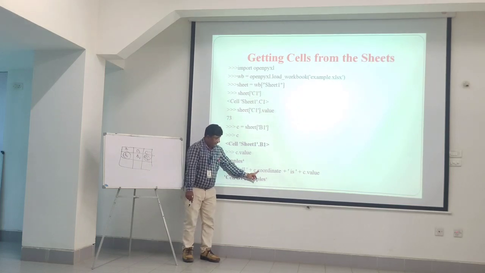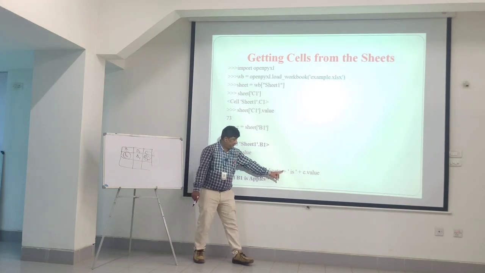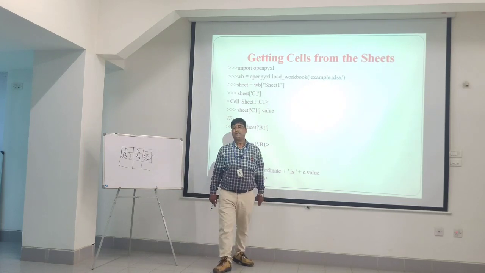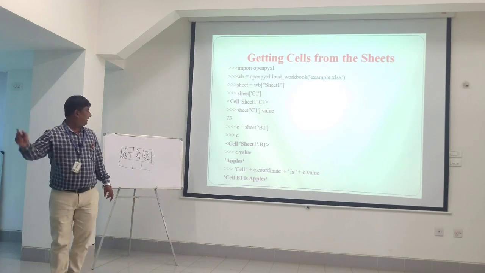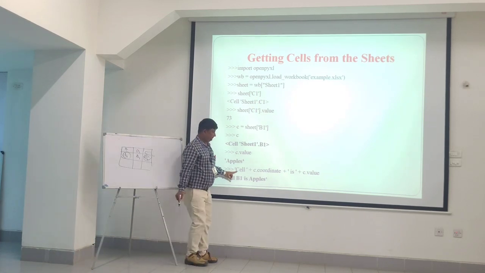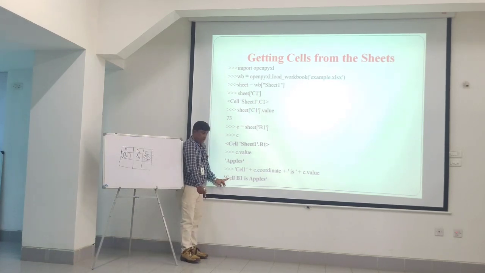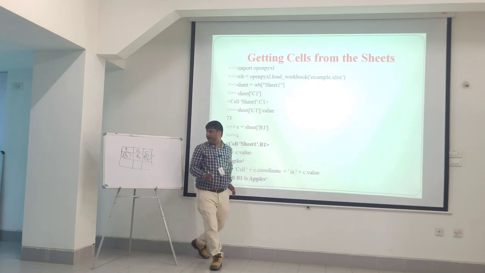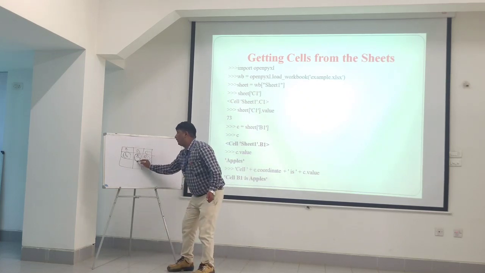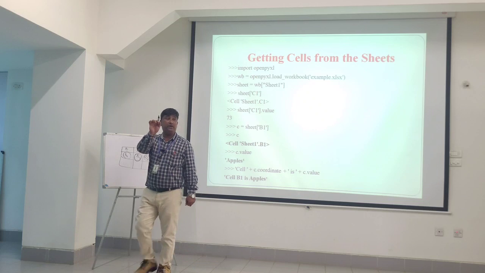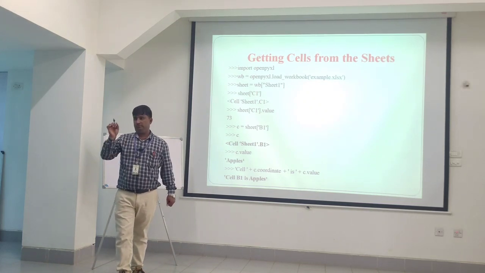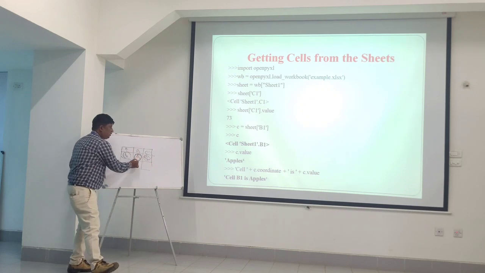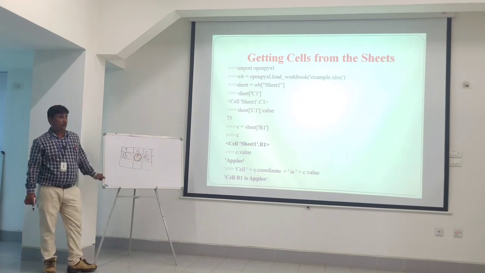Next, cell C dot coordinate and C dot value. What is that? Cell C dot coordinate is printing B1. Remember, coordinate takes the cell position. Coordinate takes what? Cell position.